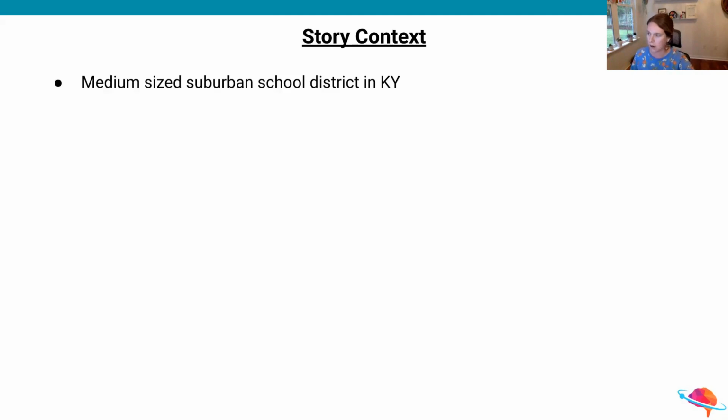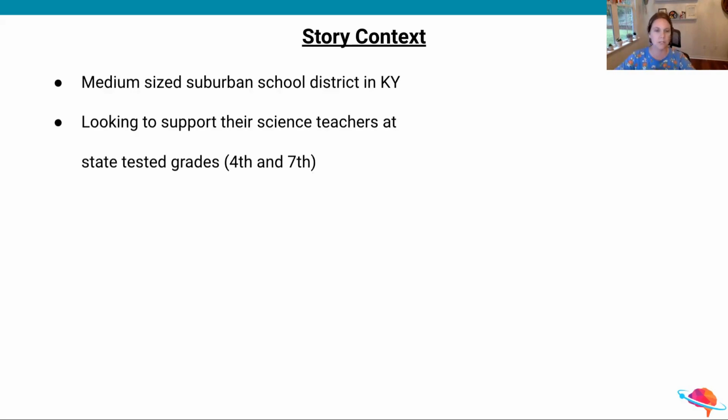So I first want to set the context about this amazing partner of ours in Kentucky. They're about a medium-sized suburban school district in the state of Kentucky, which has been a fully NGSS state for a long time and has a very long history with their state science assessment being three-dimensional. And what this district was aiming to accomplish is they felt the need at the tested grade levels in Kentucky, it's 4th and 7th grade, and they were really looking for ways to support those science teachers at those tested grades.